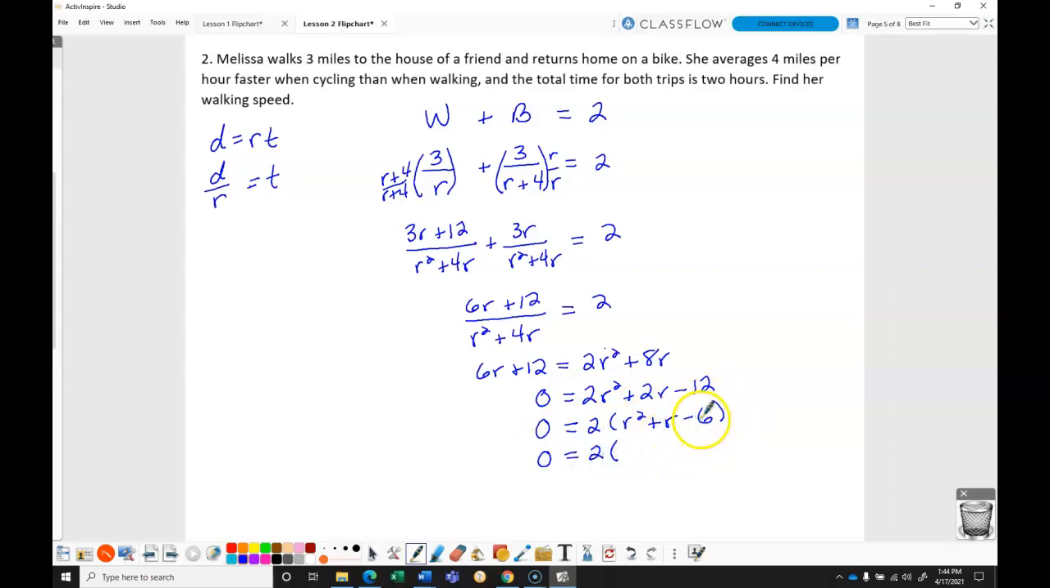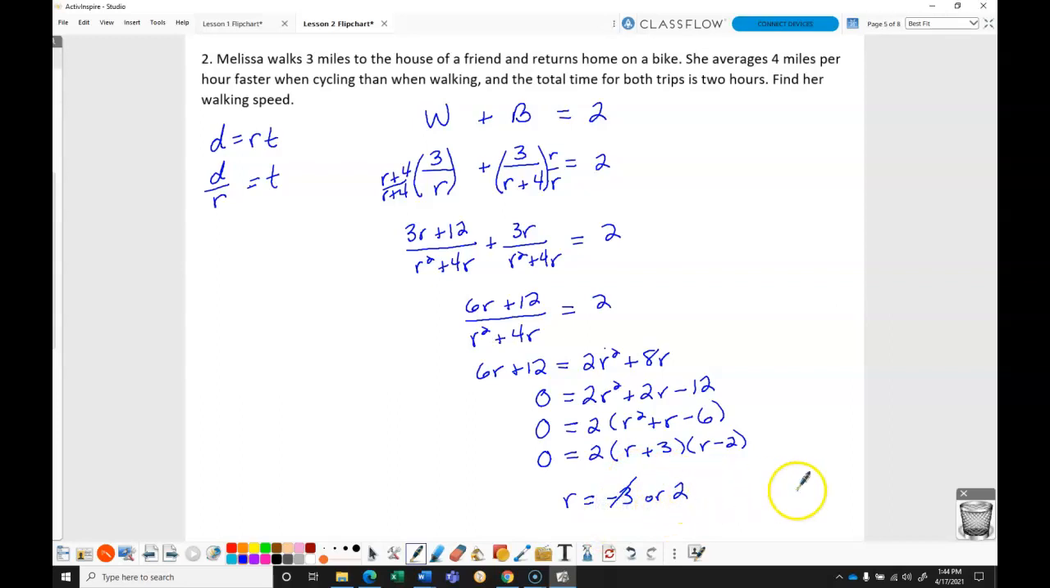So I need something that multiplies to -6 and adds to +1. So I'm thinking that's going to be r plus 3 and r minus 2. Okay. So if I read what the zeros are in this factored form, I get r is equal to -3 or +2. Now, we're talking about rate. We're talking about a speed here. So I know it's not the -3. I'm not going to go a speed of -3.